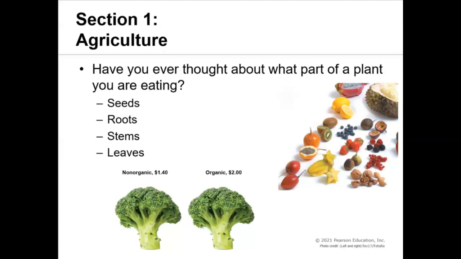Take a look at these two heads of broccoli here. We have this non-organic one for $1.40 and this organic one for $2. And think about if you were at the grocery store right now with those two heads of broccoli in front of you, which one you would decide to buy and why. So those two heads of broccoli appear to be identical. What distinguishes one as organic versus one as non-organic, and why is the organic one so much more expensive? These are all things that we will get into throughout the course of the lecture today.